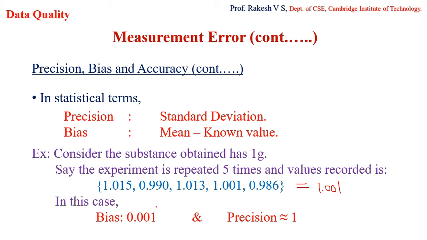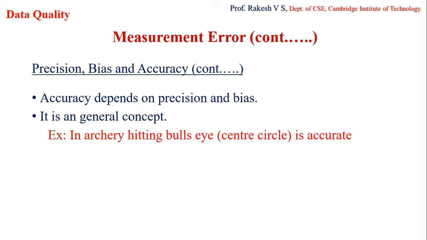Mean value here is 1.001, and the known value is 1. So when I subtract it, I'm going to get this particular bias of it. When I calculate the standard deviation for the precision, I'll be getting it approximately equal to 1. So this is how we calculate the precision and bias for particular given values. Accuracy always depends upon the precision as well as the bias value. It is a general concept, and there is no special formula in terms of precision or bias.